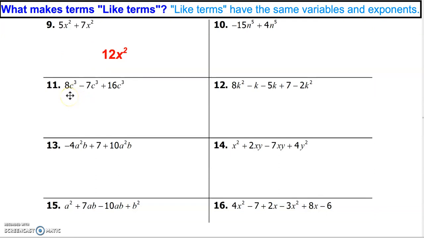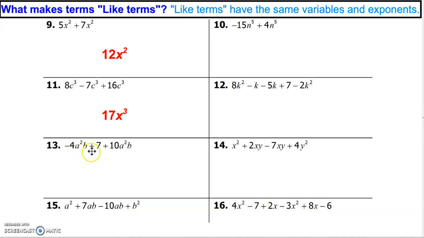In number 11, we have 8c cubed minus 7c cubed plus 16c cubed. All of these are like terms because they all have the same variable, which is c, and the same exponent on each of those, which is the cubic power. So that gives us 17c cubed.